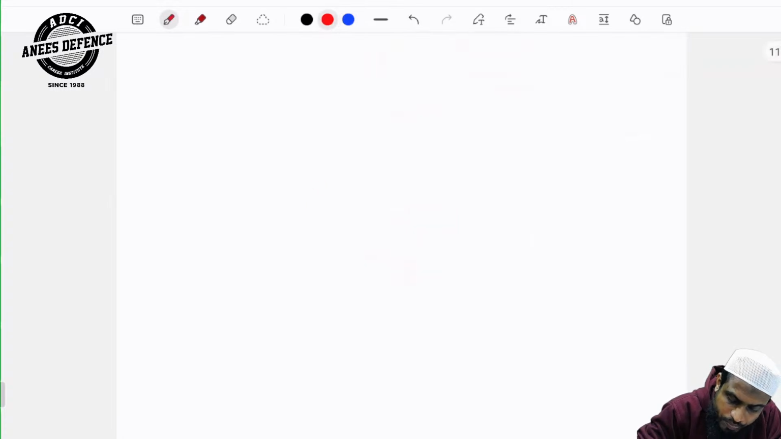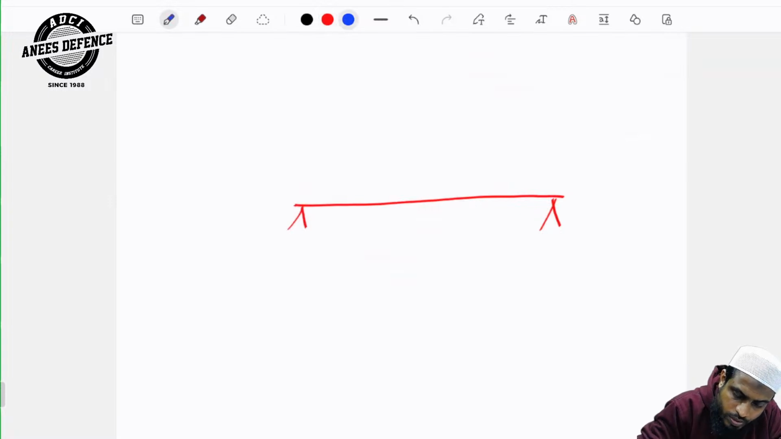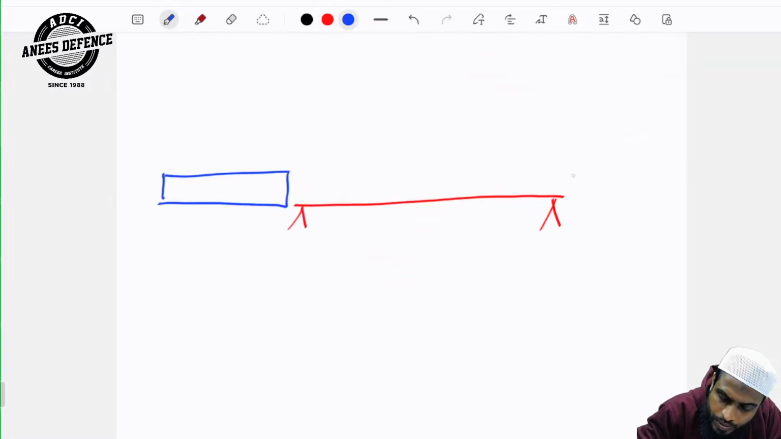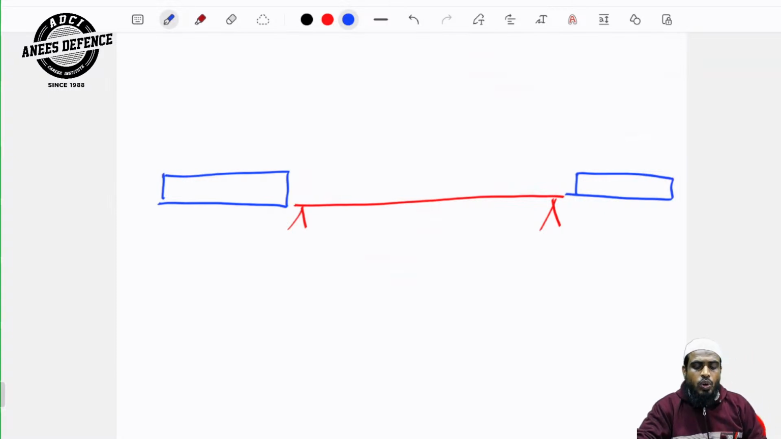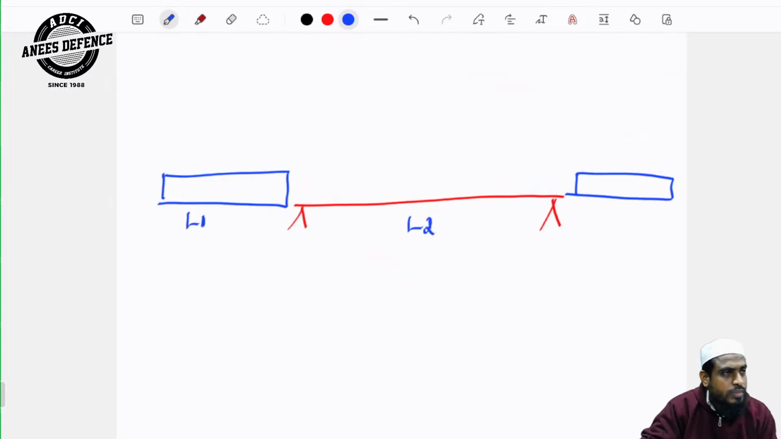Here you can see one platform. One platform is here. The train should move from here to here. The total distance the train should travel is equal to the length of the platform plus the length of the train. This is the length of the platform, L2. The length of the train is L1. If the train is moving L2 distance, the train will reach only this much point.